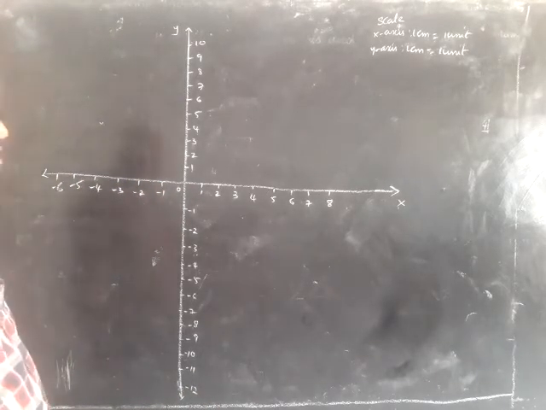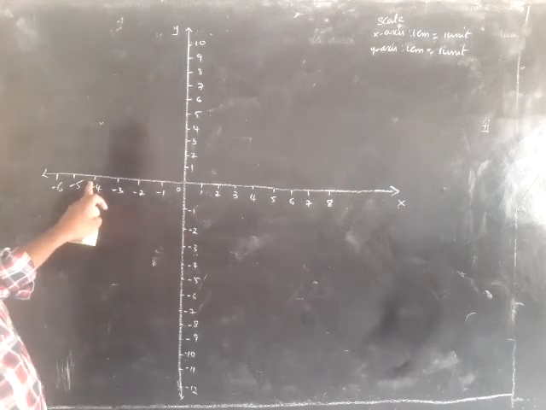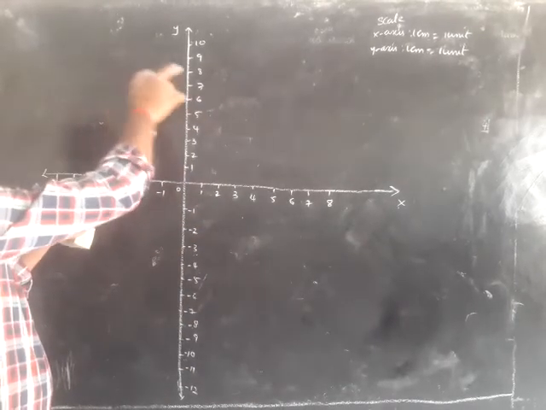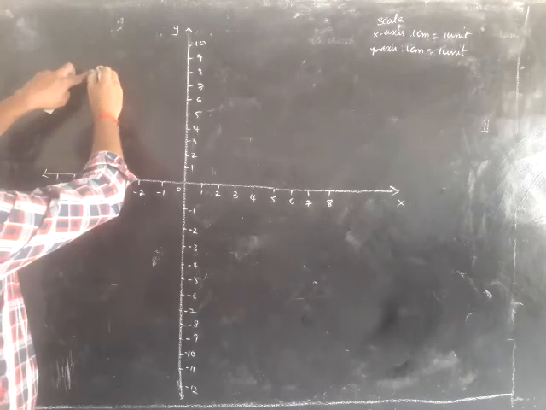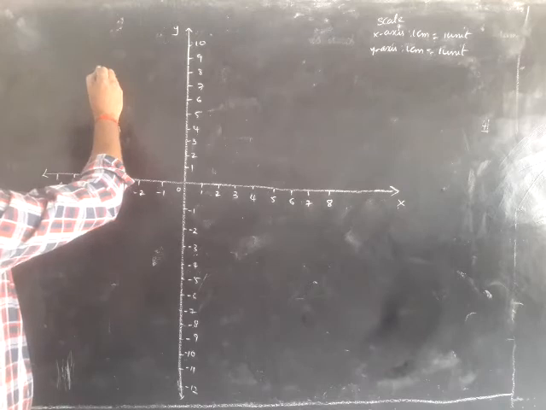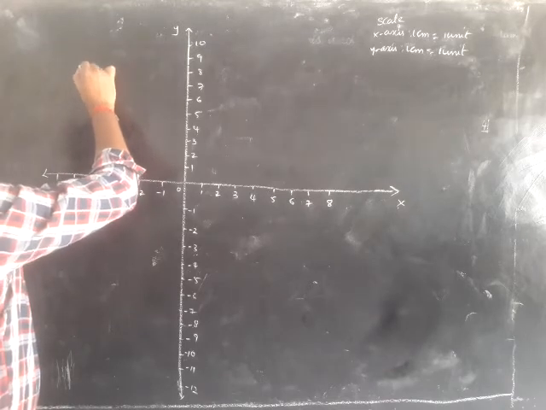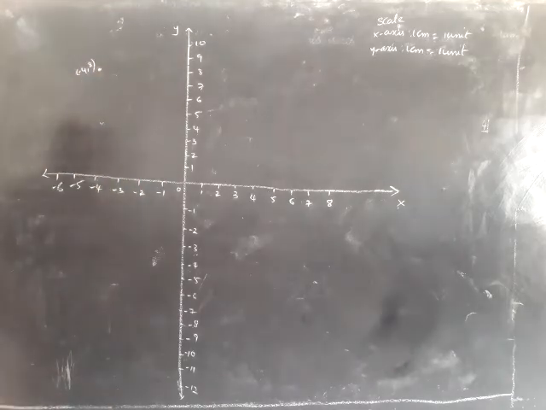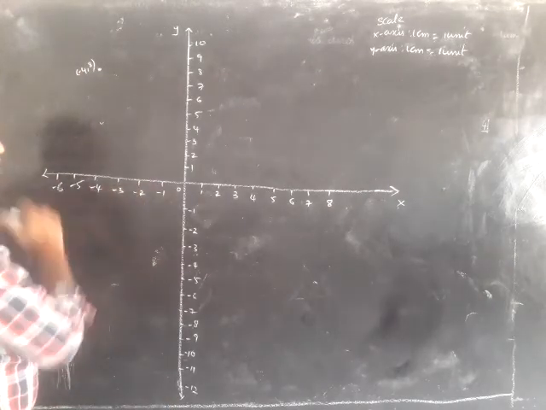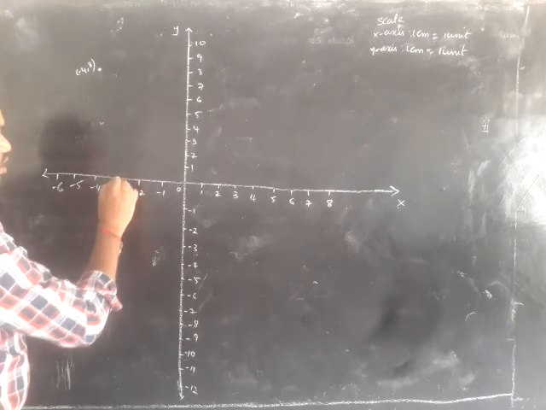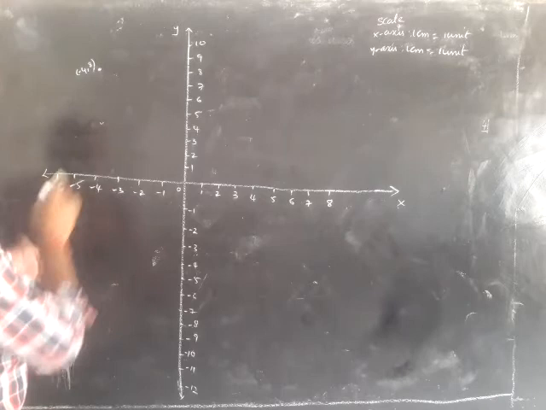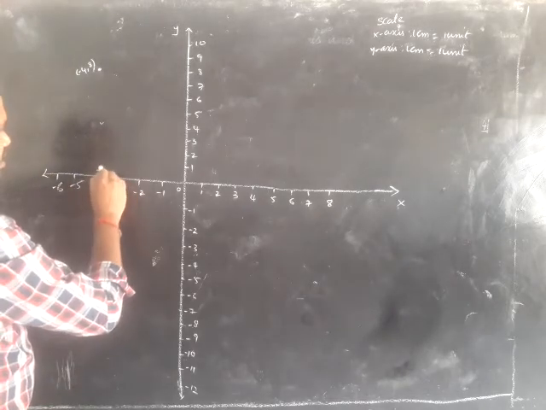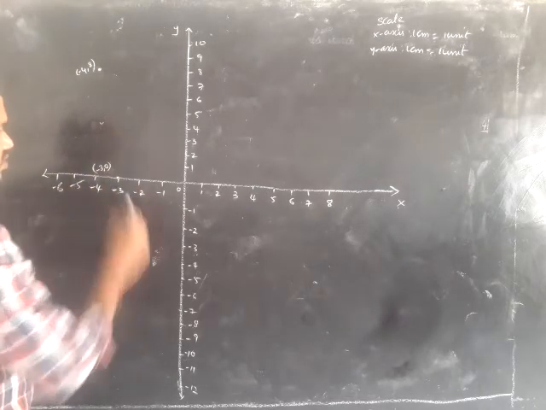Minus 4 comma 8. So on the x-axis minus 4, on the y-axis 8. Keep a small dot. This point is minus 4 comma 8. The second one is minus 3 comma 0. On the x-axis the y value will be 0. So this point is minus 3 comma 0.